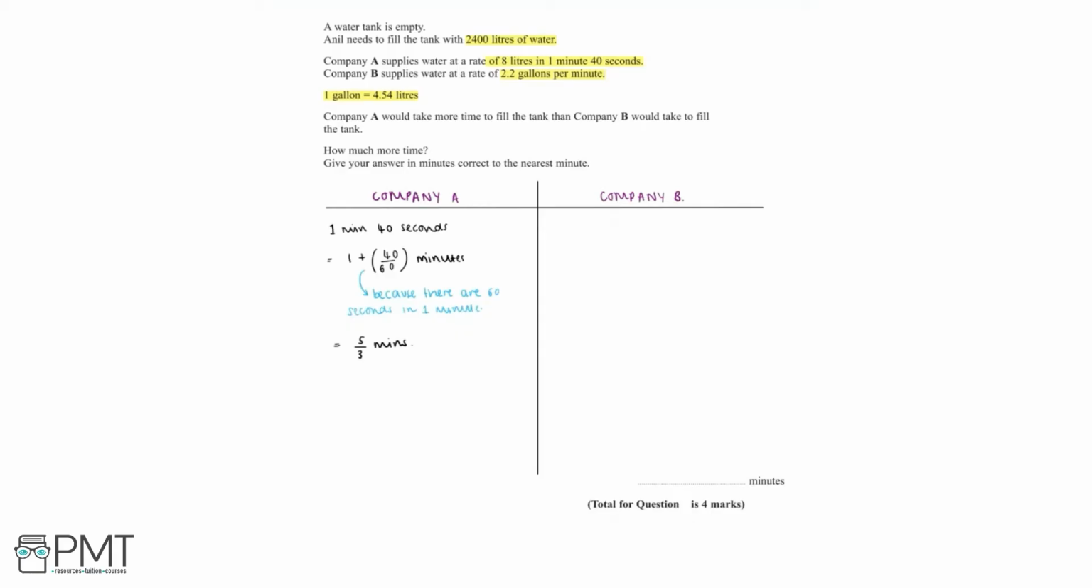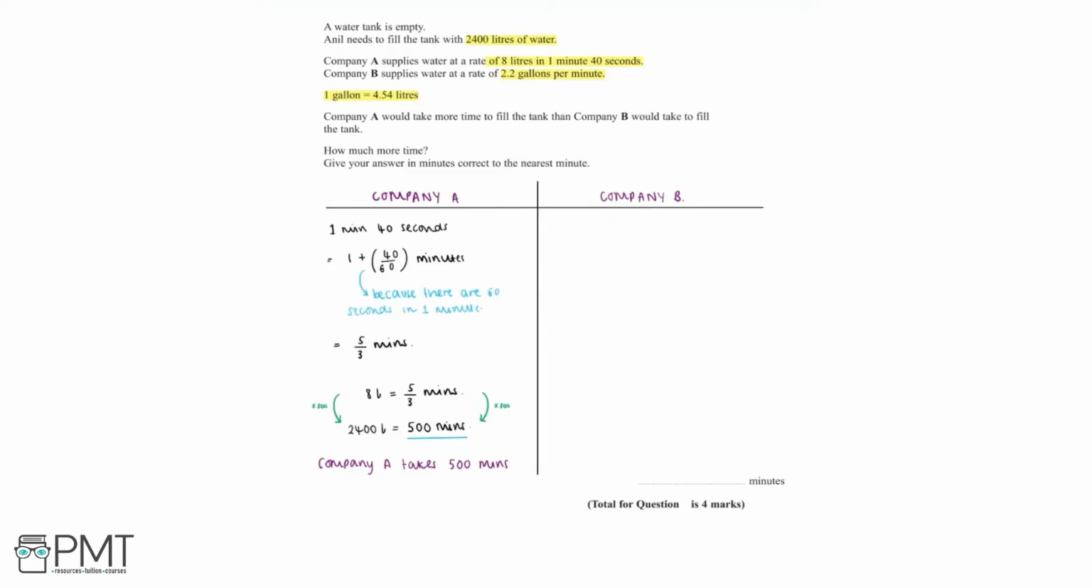Now we can find out how long Company A takes to fill the tank with 2,400 litres of water. We know that it takes 5 over 3 minutes to fill the tank with 8 litres of water. And so to find the time it takes to fill the tank with 2,400 litres of water, we can multiply both sides by 300. 8 times 300 is equal to 2,400. And 5 over 3 multiplied by 300 is equal to 500. And so we've now found that Company A will take 500 minutes in order to fill the tank with 2,400 litres of water. Now let's work out how long Company B takes.